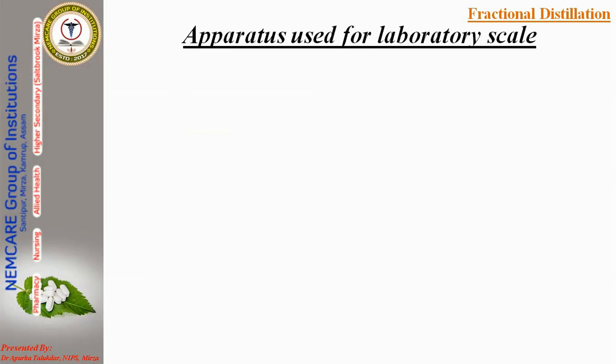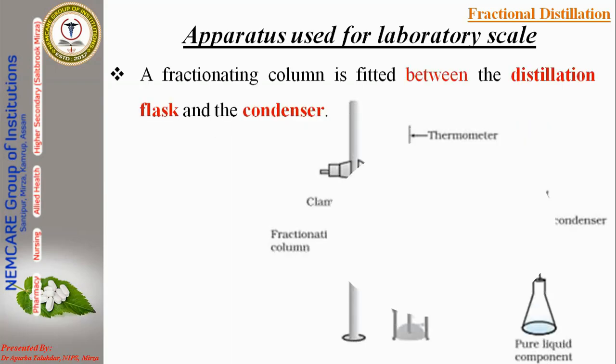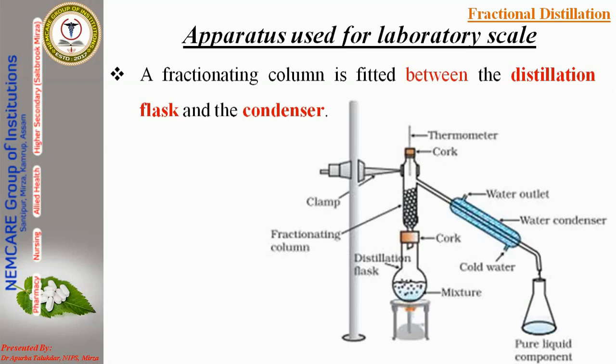Coming to the next, the apparatus used for laboratory scale. This is a little bit different from simple distillation, as you can see in this diagram. It contains a fractionating column which is fitted between the distillation flask and the condenser. In simple distillation, the distillation flask was directly fitted with the condenser, but here we have a separate fitting called the fractionating column, fitted between the distillation flask and the condenser.